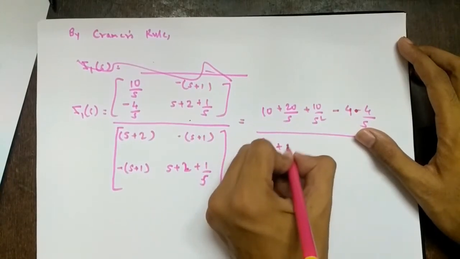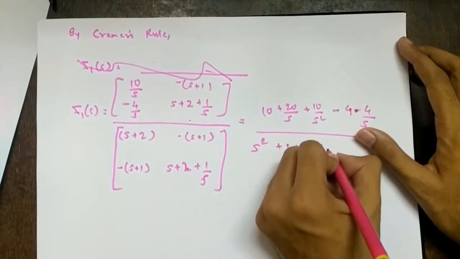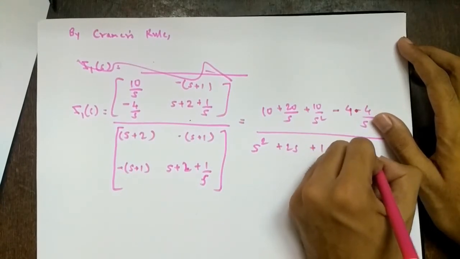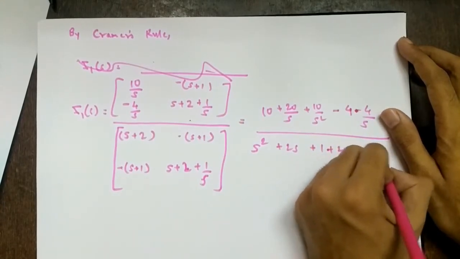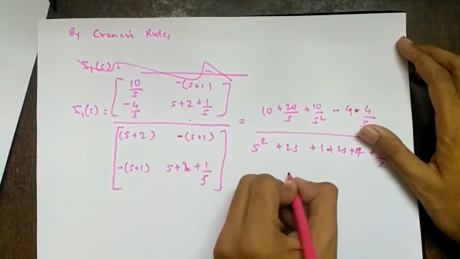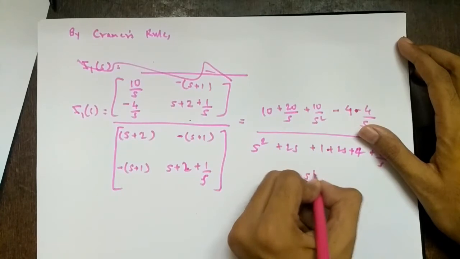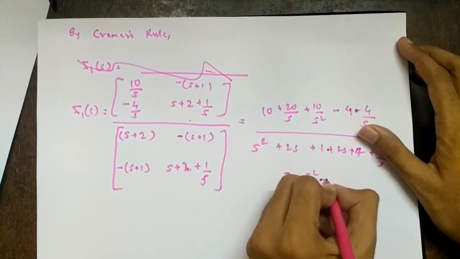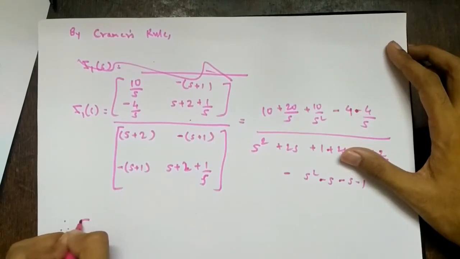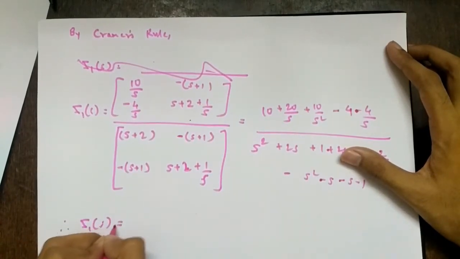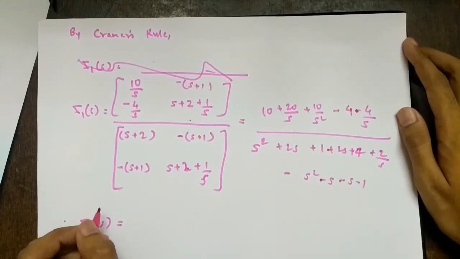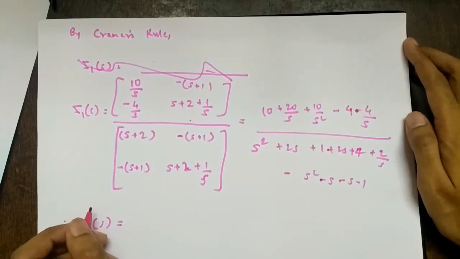s square plus 2s plus 1 plus 2s plus 4 plus 2 by s. Again minus in both, so don't worry about it. So minus s square minus s minus s minus 1. So therefore I1 of s equal to, so what will this be?